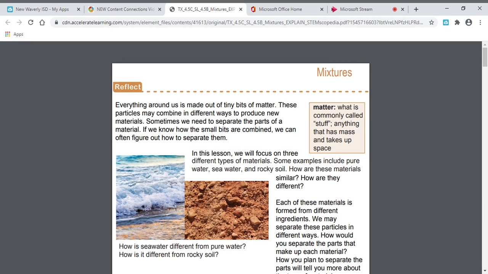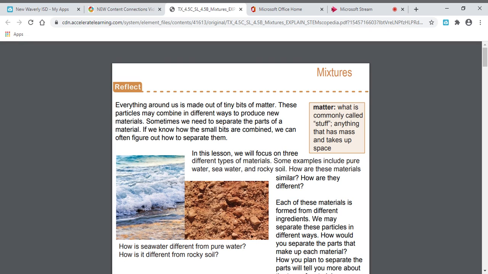Hi, all remote learners. So today we're going to be reading in our textbook, which is the StemScopedia. It's the yellow book. You are going to be starting on page 7, and we're going to read all the way to page 10. Again, it's the StemScopedia, the yellow book. We're going to start on page 7 and end on page 10. So you can follow along with me right here or follow along with your textbook.